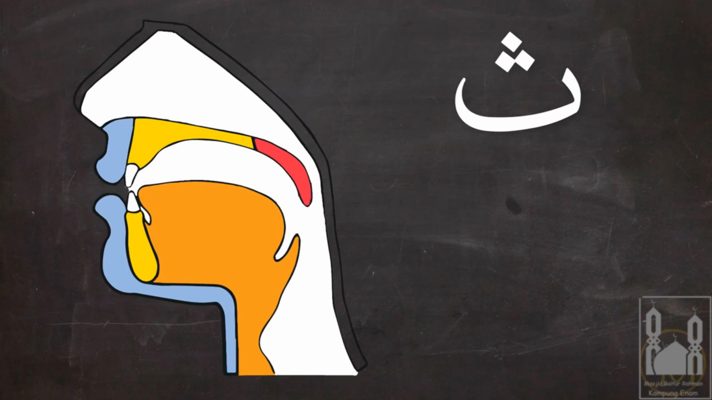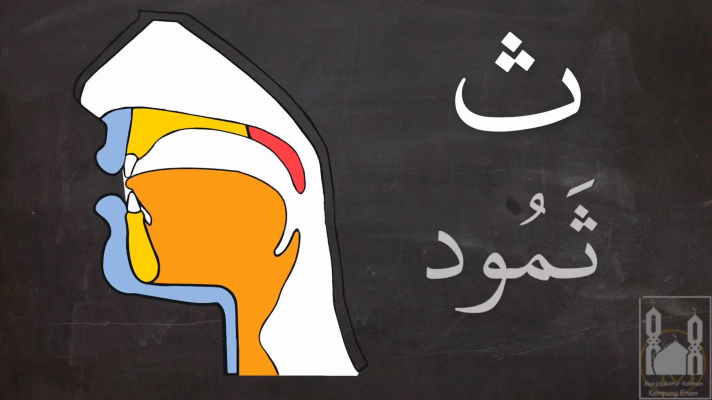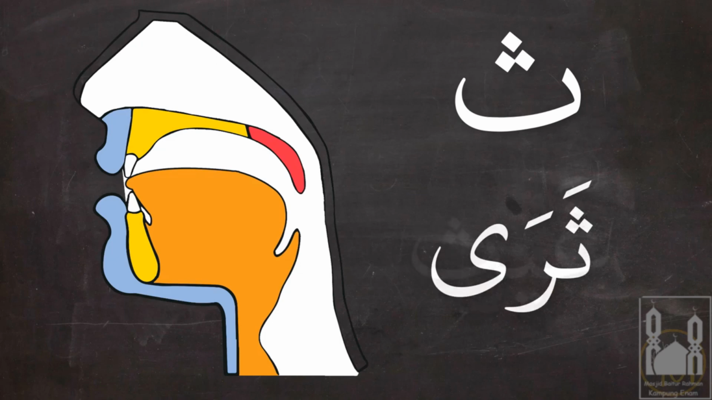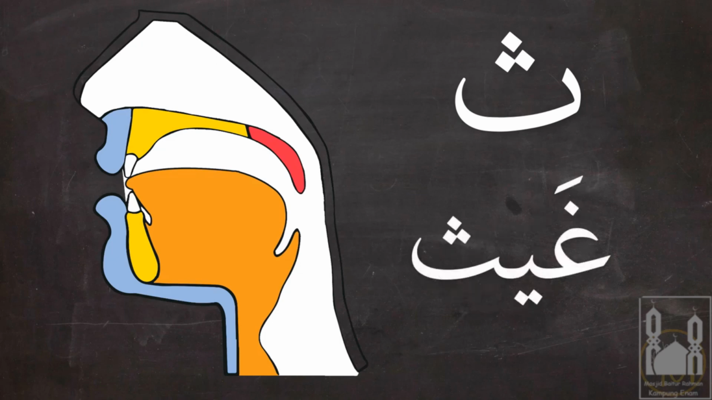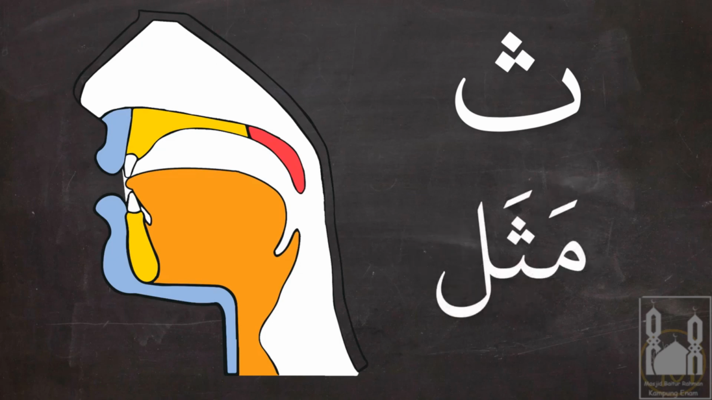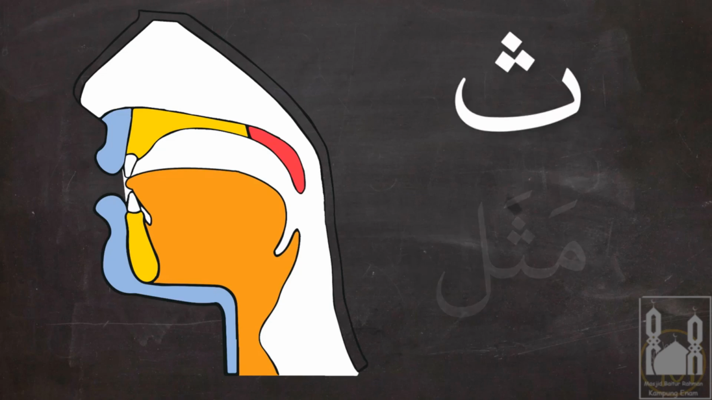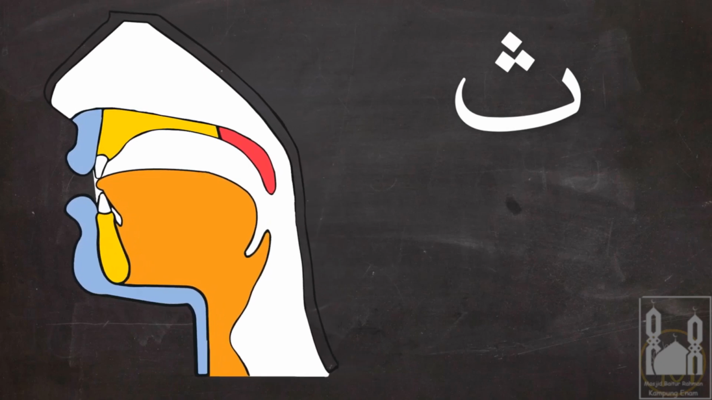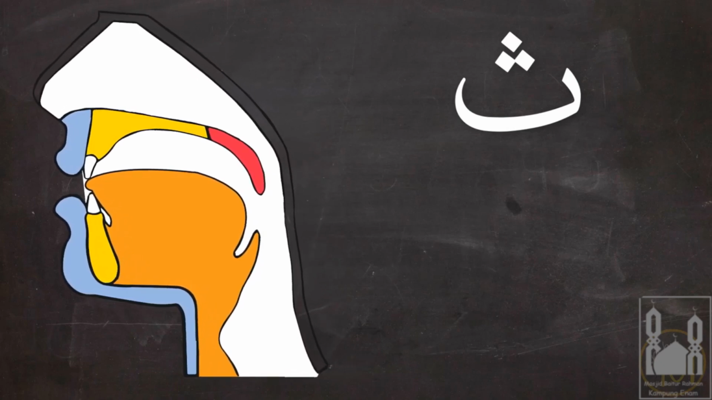Tha, ath, ath, ath, ثمود, ثرى, غيث, مثل. If you can master this sound, then the other 2 sounds should not be a problem at all, inshallah.